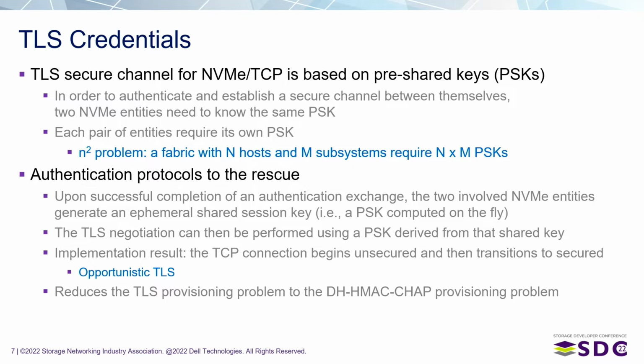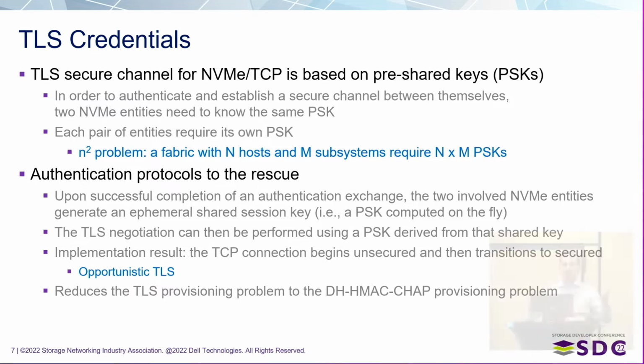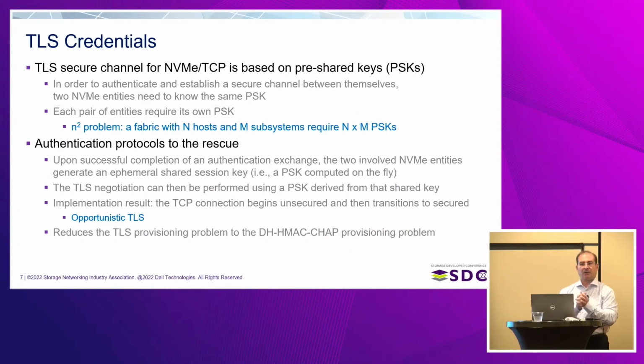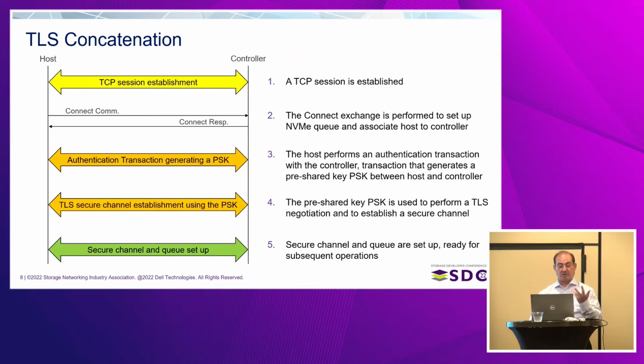At this point, you can use this PSK to perform your TLS negotiation. In this way, the TCP connection begins as unsecured and then transitions to secure. This is called opportunistic TLS in the literature. It's used, for example, by SMTP. It's not something new. It's quite well used on the internet. And now, what we get in this way is that we are reducing the TLS provisioning problem to the DH-HMAC-CHAP provisioning problem. If that can help, okay, we are able to resolve the problem over there.